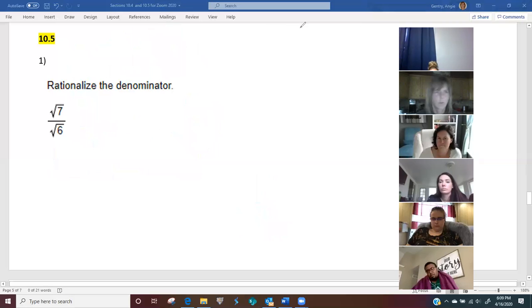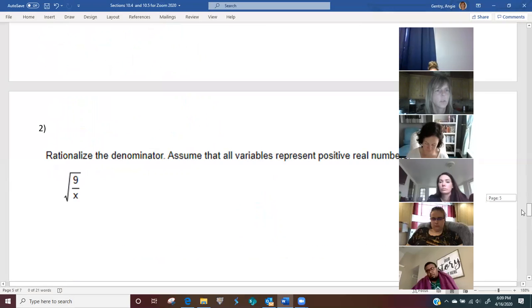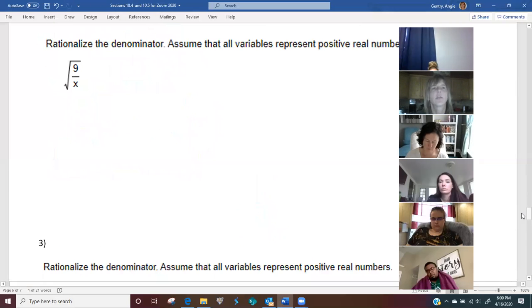Okay, so let's try another one. Usually the first one's a little weird and then we do a bunch and then everything's crystal clear. So it says rationalize the denominator. So we lost 2 people. As long as everything's crystal clear for them, I'm good.